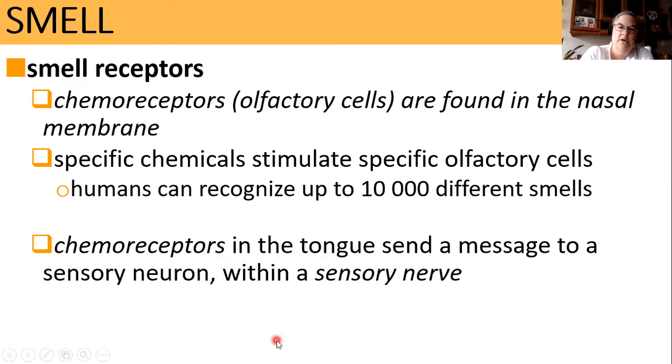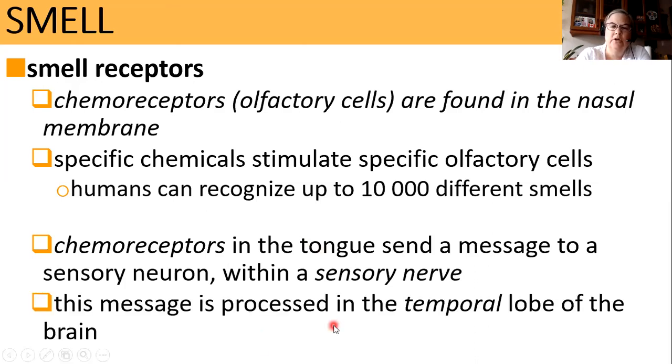Chemoreceptors, this should say in our nose. I was quickly doing this, sorry. Chemoreceptors in our nose send a message to the sensory neuron, which is within a sensory nerve. So again, we don't have to know the name of the nerve, which goes to the temporal lobe of the brain. Note to myself to fix this.